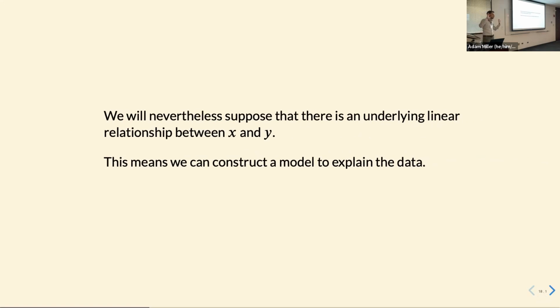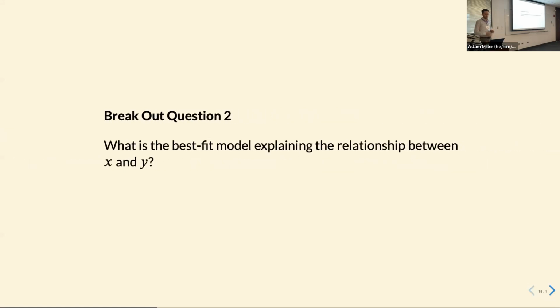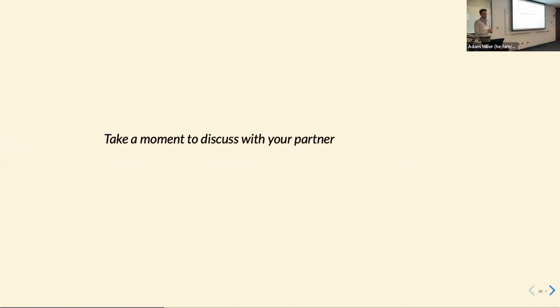Okay, so here's the answer. Those are all made up numbers that I generated with a random number generator. Okay, moving on. We're going to assume that there is a linear relationship between the data that was just shown on the X and Y axes, right? So this means we can construct a model to explain these data. So this brings me to breakout question number 2. What is the best fit model explaining the relationship between X and Y? Why don't you take a moment to discuss that with your partner?